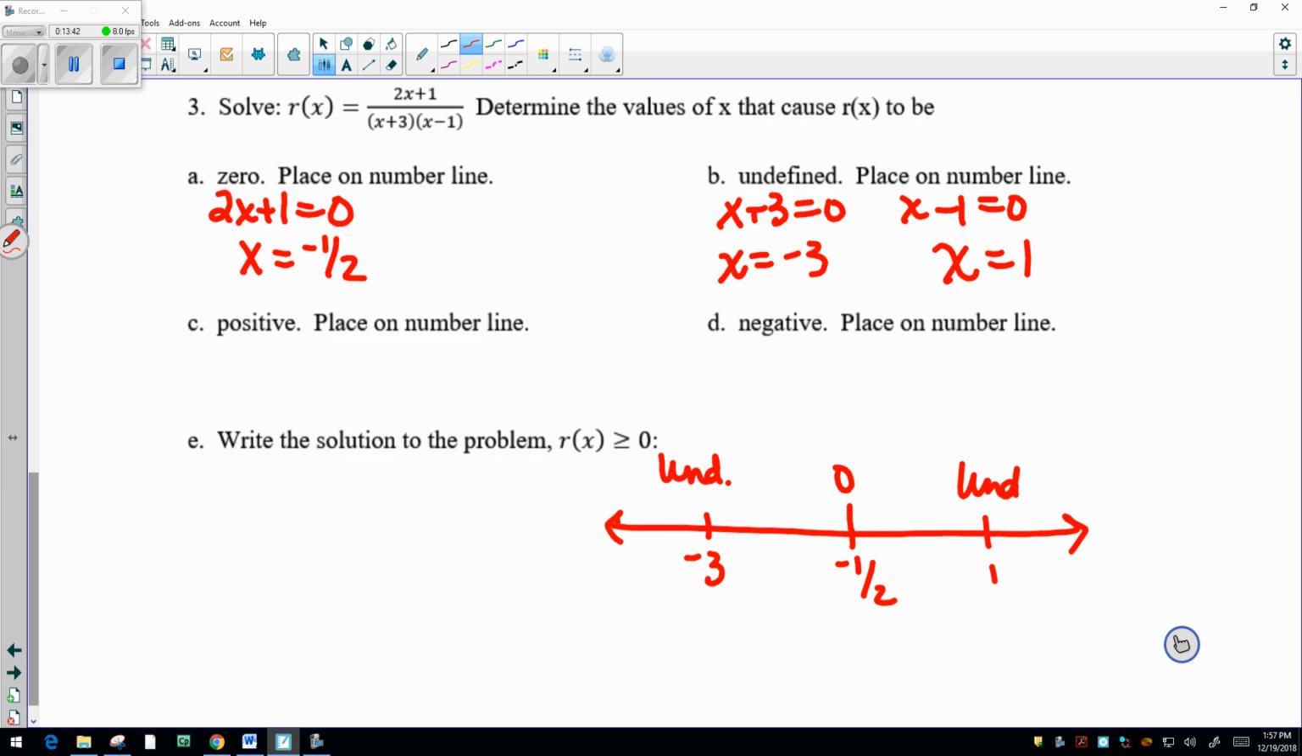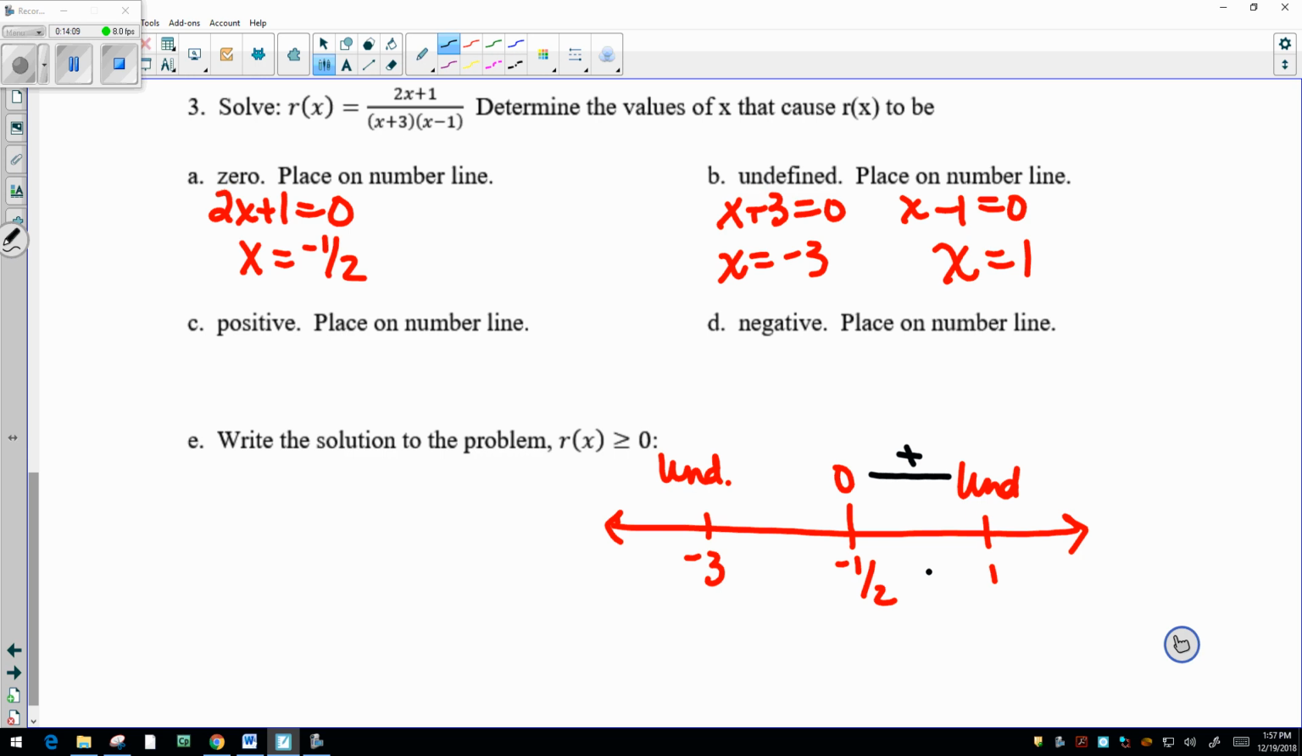Okay, so now for letters C and D, it says figure out where it's positive or where it's negative. All right, well, we're going to do the same kind of test that we did before. We're going to take a value, plug it in, and then divide it out and figure out positive or negative. So again, I'm going to start with 0. So 0 is in this section right here of our number line. And I'm going to start with the numerator. So if I did 2 times 0 plus 1, that gets me a positive numerator.